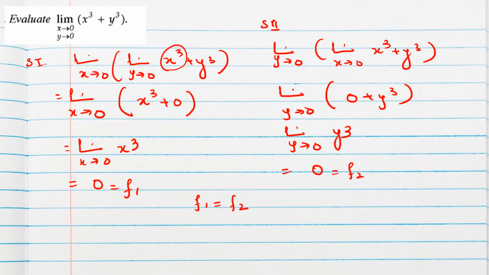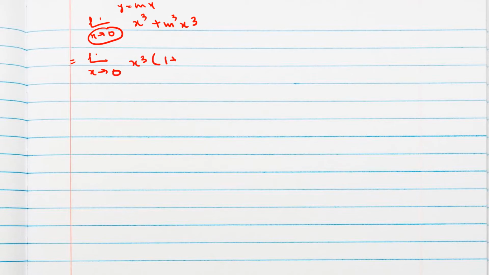That means we should go with the third step, which is to put y is equal to mx. So our question will become the limit x tends to 0, and we are substituting y is equal to mx. So x cube plus m cube x cube. Okay, and x tends to 0, from the question we will take this. So x cube common, 1 plus m cube. If we substitute x value 0, we will get 0. So let it be f3.